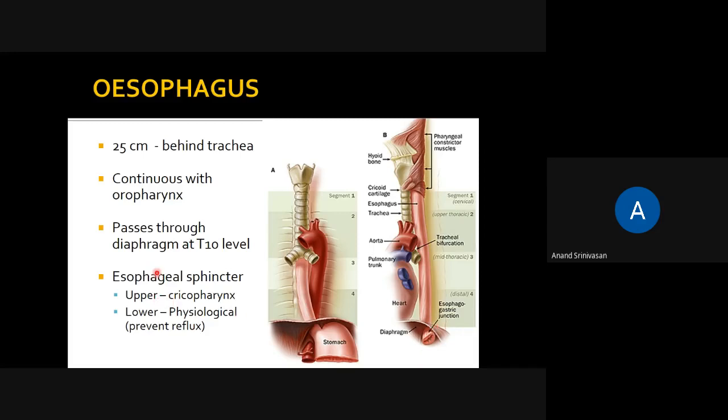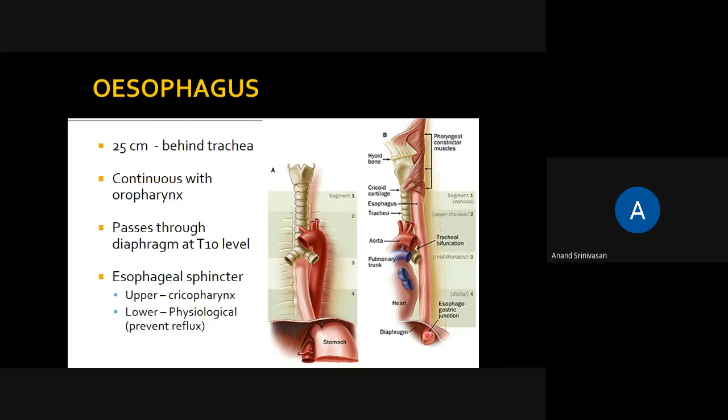The upper esophageal sphincter is called the cricopharynx, and the lower esophageal sphincter is called a physiological sphincter, which helps in preventing reflux. What is the meaning of reflux? Suppose you eat too much food, and immediately you go to sleep. You can feel that the acid is entering into your throat back again. That's called reflux.